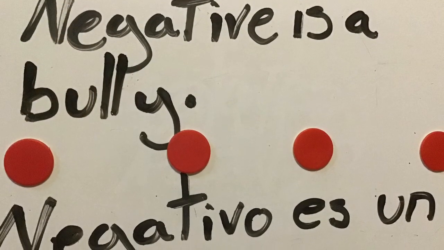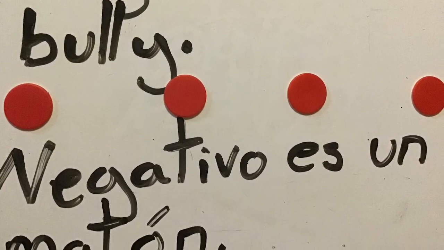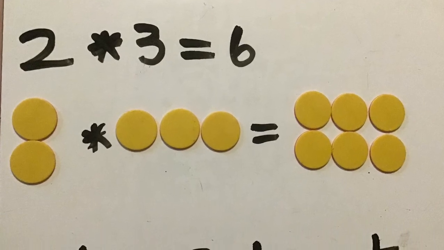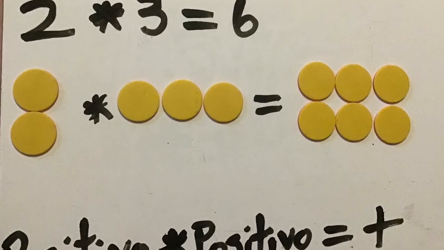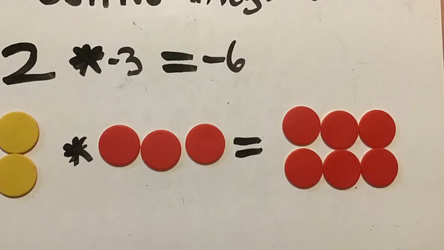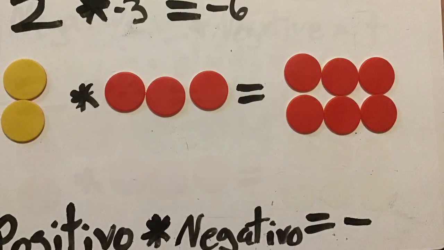I like to think that negative numbers are a bully. So when I have a positive times a positive, I get a positive. But a positive times a negative, the negative changes the positive into a negative. When I have a negative times a negative, they both bully the other, so it turns into positive.